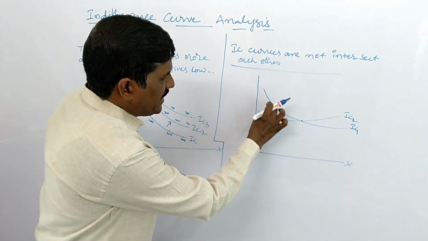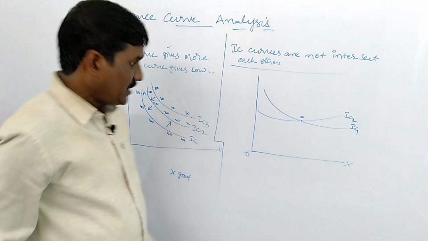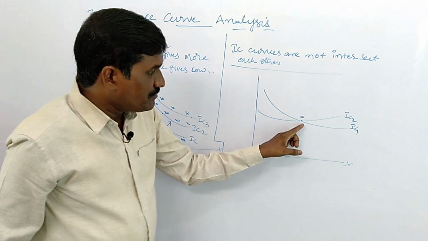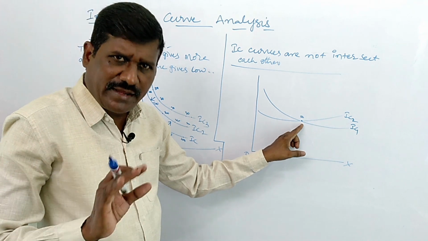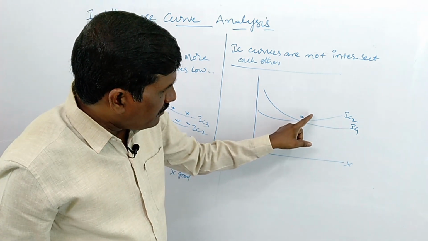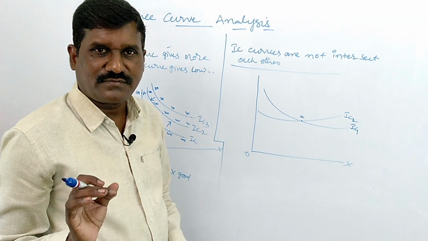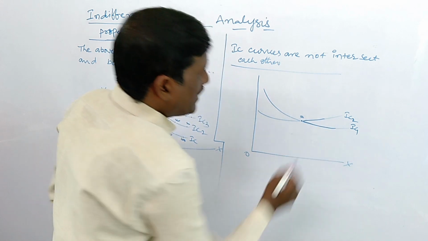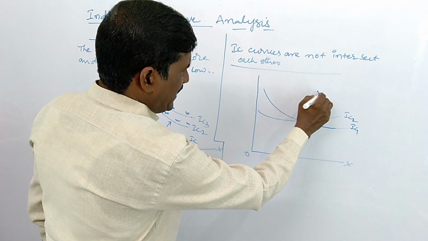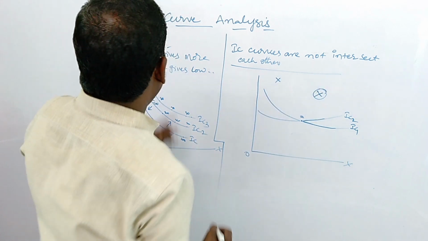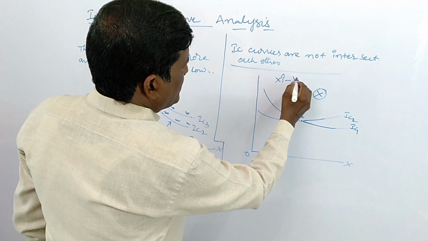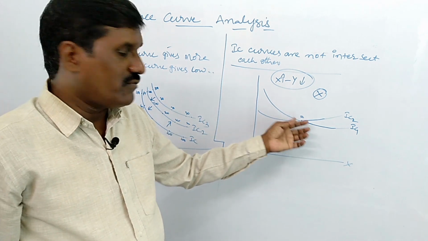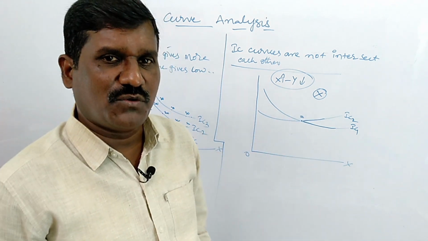Say here both are decreasing, but here both are equal. Here the above IC curve gives more satisfaction, the below IC curve gives low satisfaction, but at the intersection both are equal. So any two IC curves are not equal. It goes higher and lower than IC1, so it is not related to IC curve. So what is the IC curve property? If the X good increases, the Y good should be reduced. So these are the properties of indifference curve.